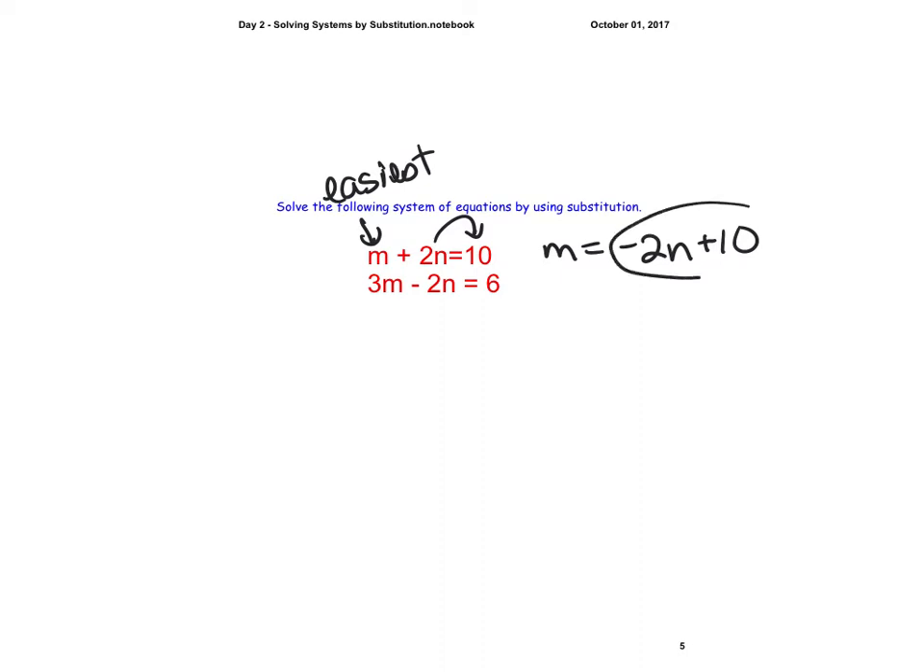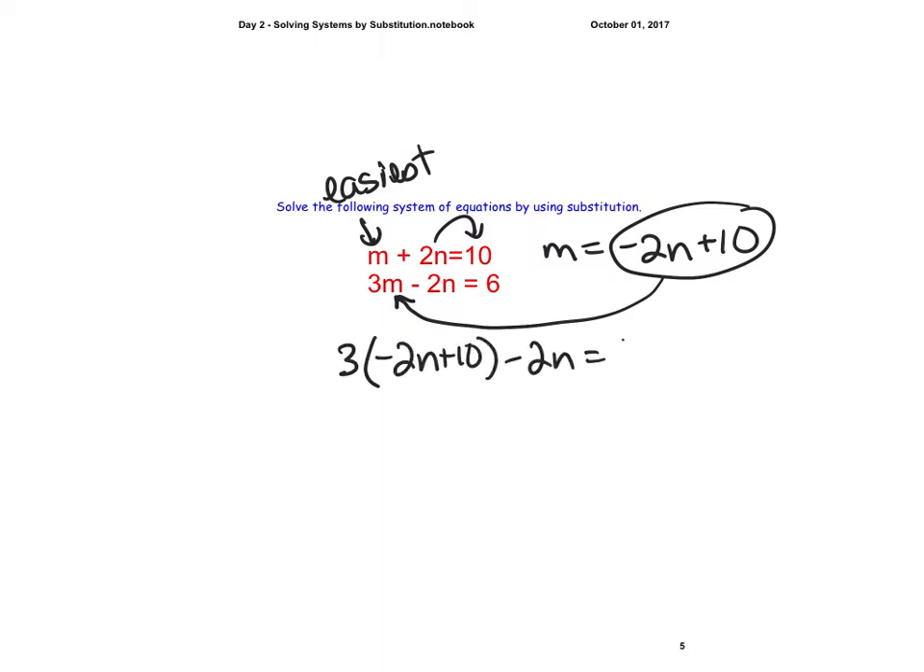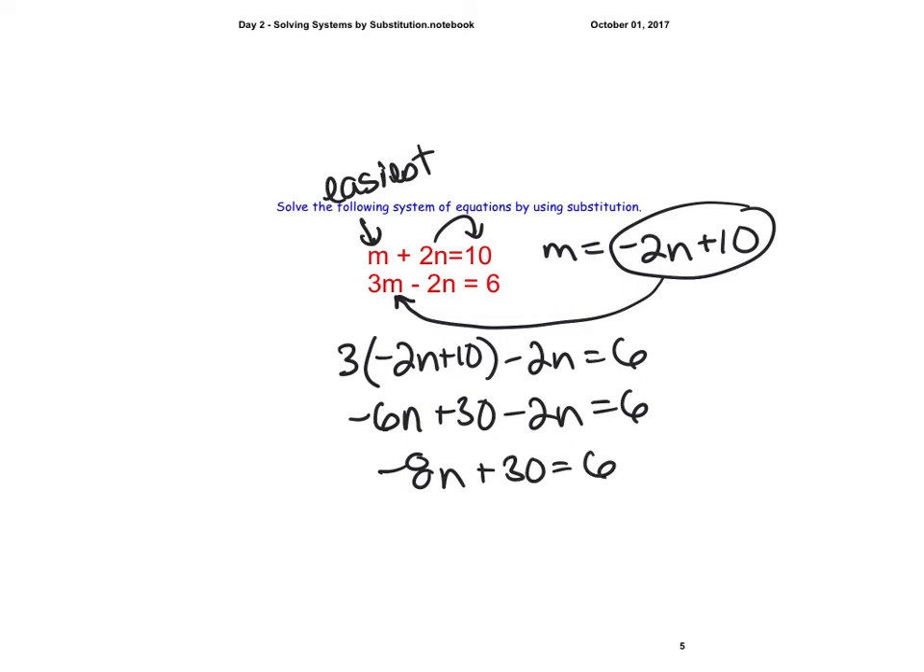And then I'm going to take this whole thing and plug it into the second equation with parentheses. Okay, and then I'm going to distribute the 3. So combine like terms. Subtract the 30. And divide by -8.